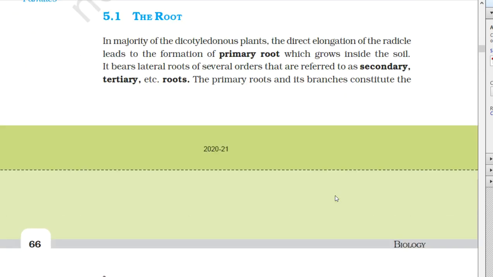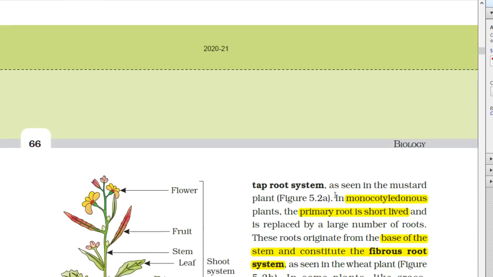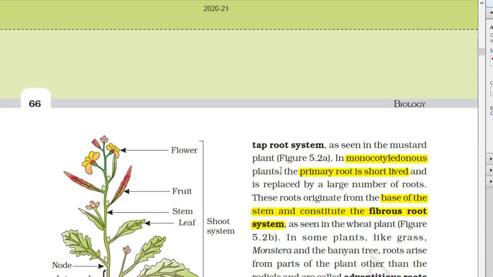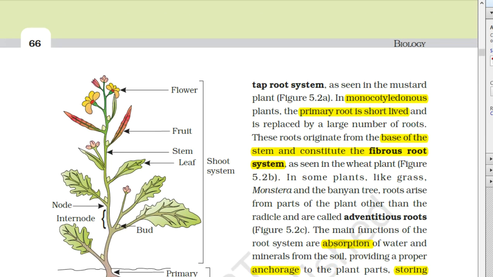And the primary root and its branches constitute the taproot system. Mustard plant is an example, which is a dicot plant. And in monocot plants, the primary root is short-lived, and a bunch of roots will be produced from the base of the stem, which constitutes the fibrous root system. An example for that is grass, etc.